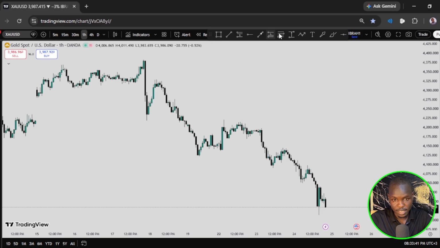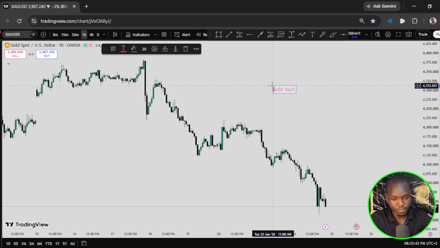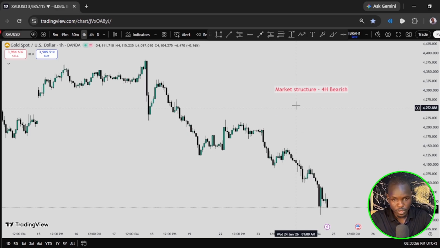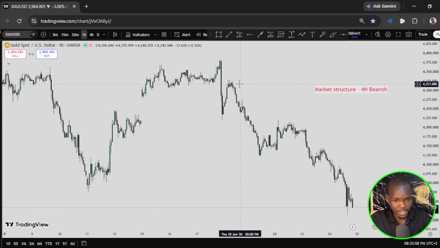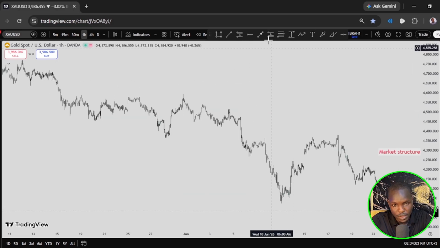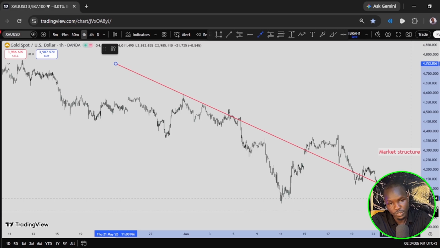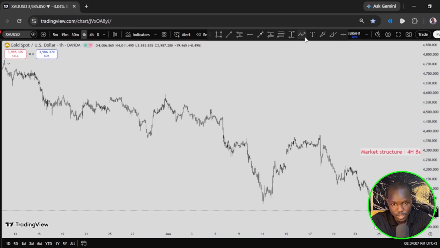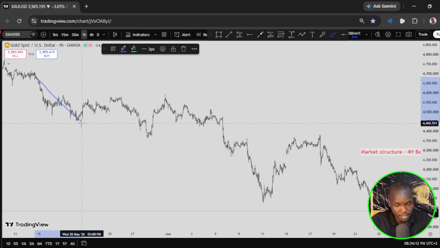Since you already know that on our 4H we determined our market structure, and we said the 4-hour is bearish. Okay. Now we're coming to our 1-hour to identify our key levels. This is the 1-hour time frame. You can see that the 1-hour time frame is as well pushing to the downside. Okay. You can see we had this initial push right here.